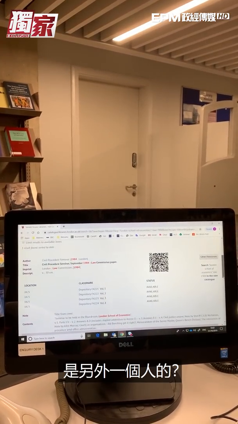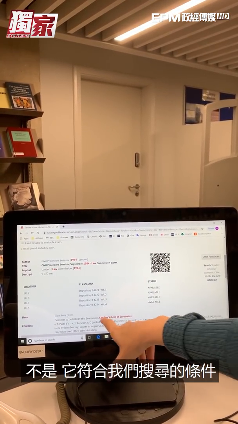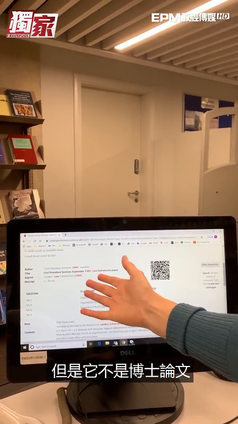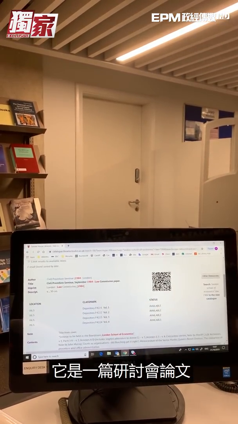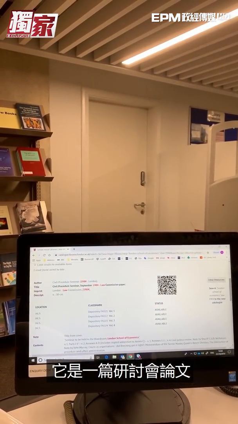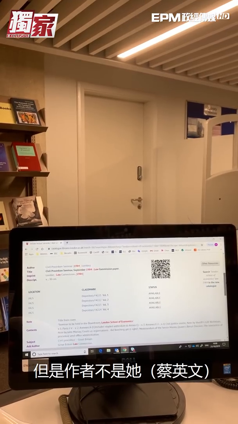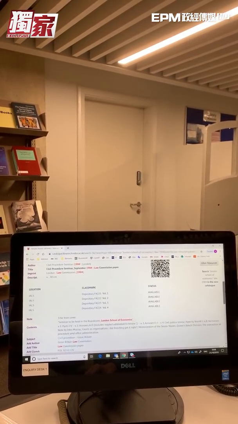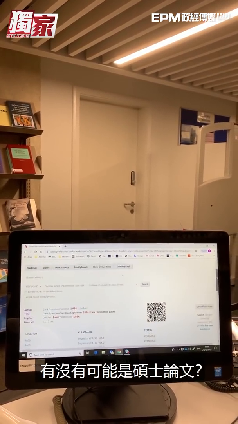Let me see. No, it mentions all the things we asked for, but it's not even a thesis. It's a law commission report or a seminar paper. Okay, but the author is different. Is it possibly a master's thesis?